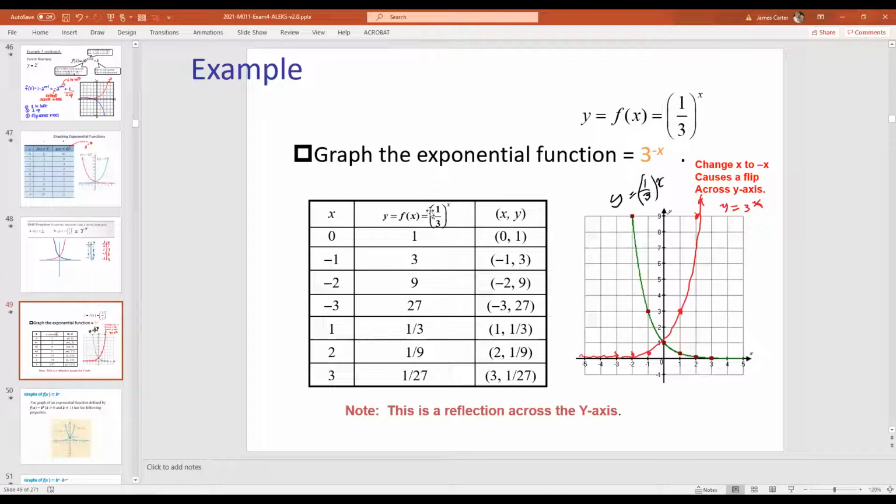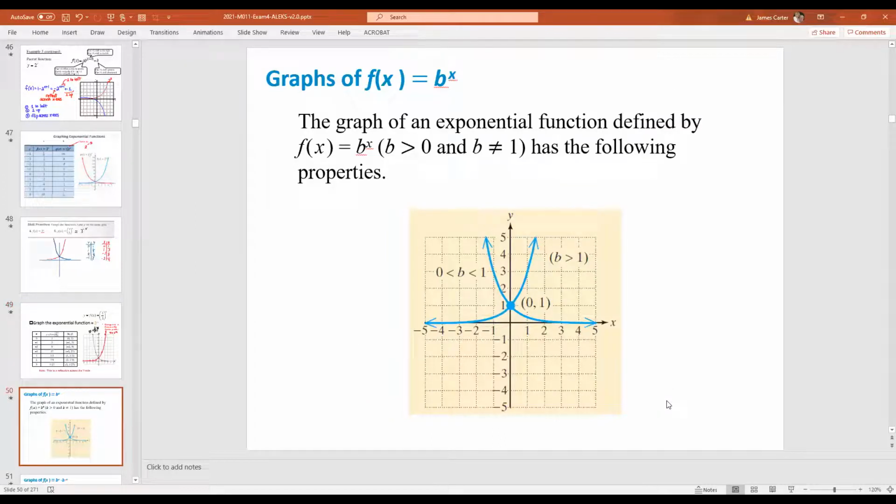Okay, on the next example, once again, I have 1/3 to the x power. That's the same thing as 3 to the -x power. Okay, if here is 3 to the x, then here is 3 to the -x. A generic one, anything to the x is going to generally go up in that shape. Anything to the -x is generally going to go in that shape.